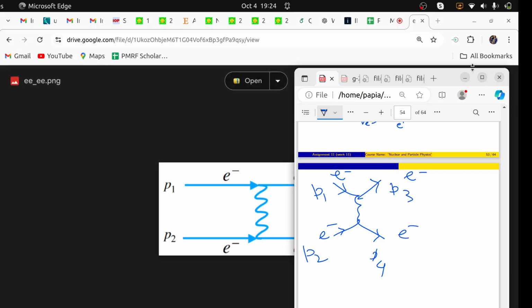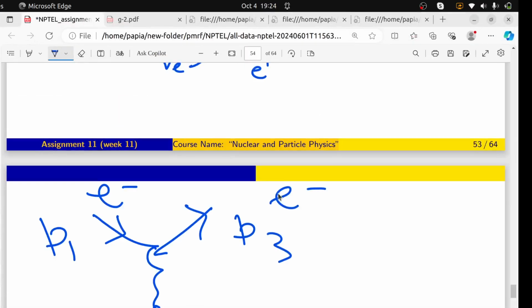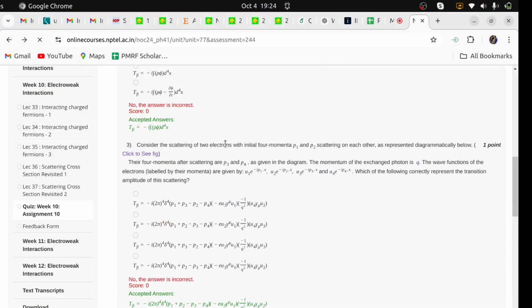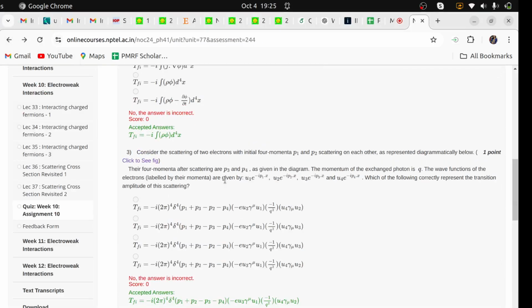This is the interaction, right? Yes, ma'am. Okay, and what they are asking, let me see here. What is the relationship when electrons P1, P2 scatter off each other, represented by the diagram below. Therefore, the electrons are scattering, and P1, P2 are coming and P3, P4 are going. As given in the diagram, the momentum of the exchange photon is Q. The wave functions of the electrons are given by U1, U2, U3, U4. Which of the following correctly represents this? Okay, fine. Just see.